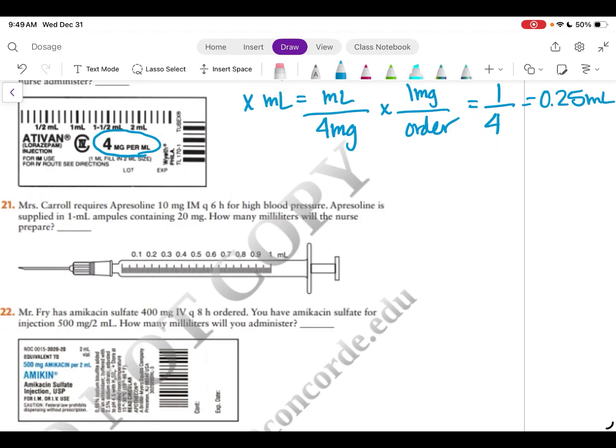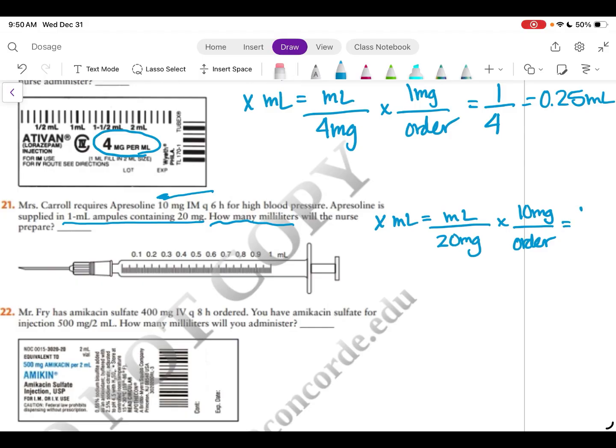Number 21, you have an order for 10 milligrams of Presaline. It comes in 1 milliliter ampules that have 20 milligrams. How many milliliters are you going to give, right? X mL, right? Milliliter over 20. And divided by 20 is going to give you 0.5.